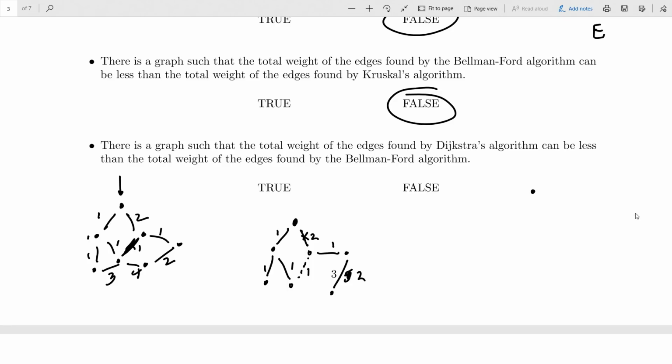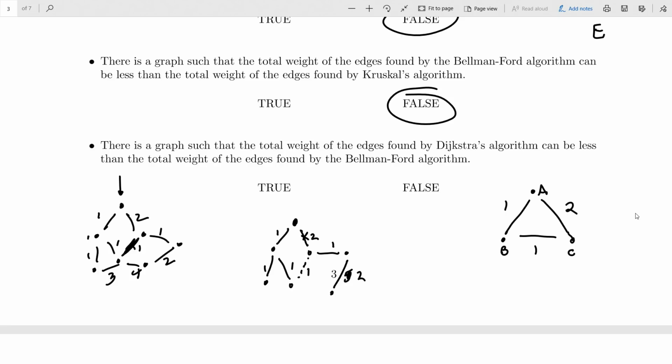Okay, well, let's look at this possibility. Let's have vertex A, vertex B, vertex C in a triangle, and we'll let A to C be 2, and we'll let the other edges be 1. Okay, can you find two shortest paths trees here?